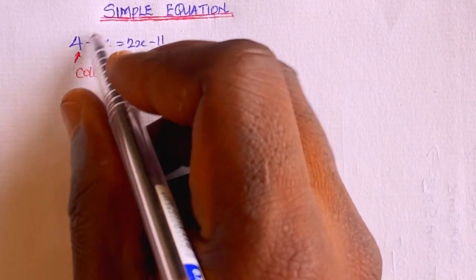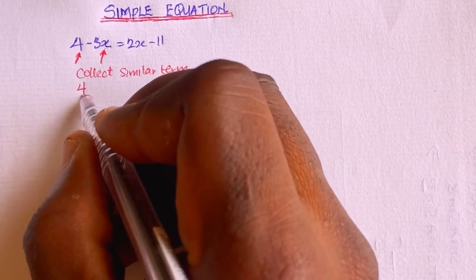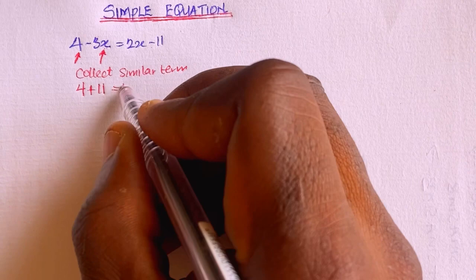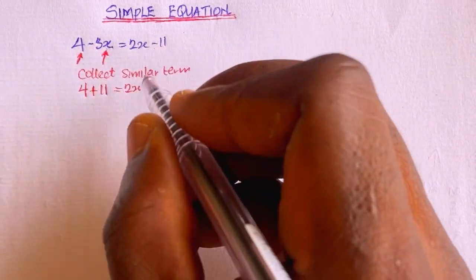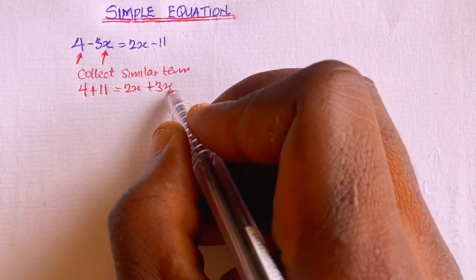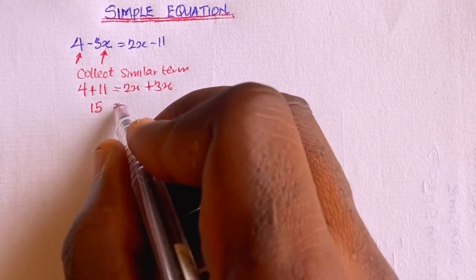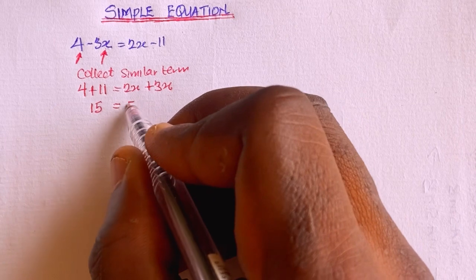So if I collect similar terms here, I'm going to bring this back to this side. I'm going to have 4. Then bringing this to this side, I'm going to have plus 11, which is equal to 2x. And bringing this to this side, I'm going to have plus 3x, right? Then 4 plus 11 is 15, which is equal to 2x plus 3x, which is 5x.